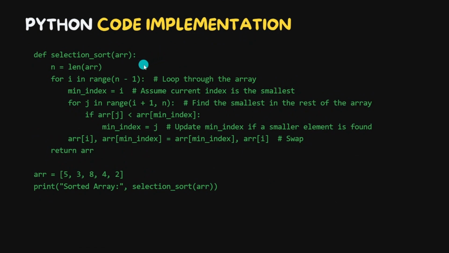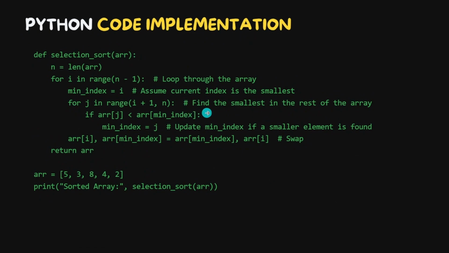In the second step, for i in range n minus 1, we loop through the array considering i as the index of the first unsorted element. In step 3, minimum index equals i. We assume the first unsorted element is the smallest. In step 4, for j in range i plus 1 to n, we iterate through the rest of the array to find the smallest element.